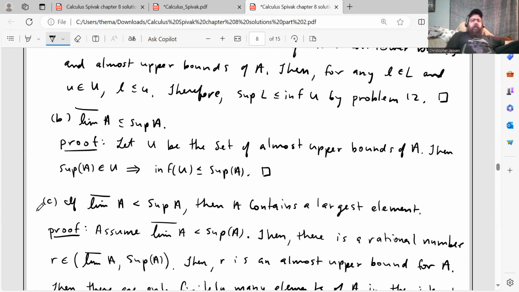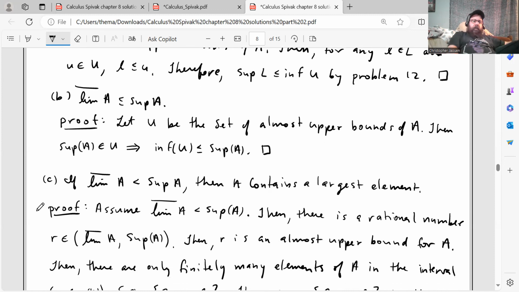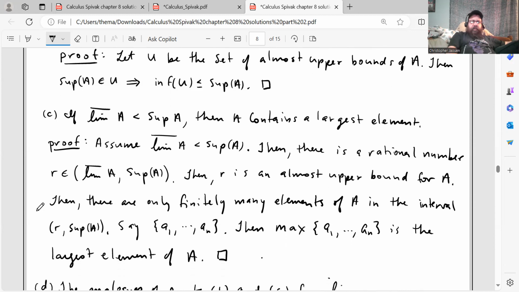Right, part B, they want us to show that lim sup of A is less than or equal to sup A. So here's my proof. Let U be the set of all almost upper bounds of A, then sup A is an element of U, which implies that inf U is less than or equal to sup A. Just pretty much follows from the definitions.